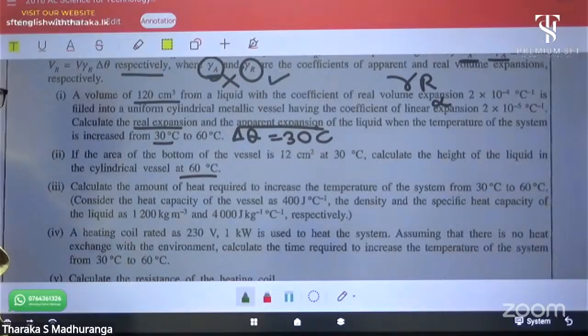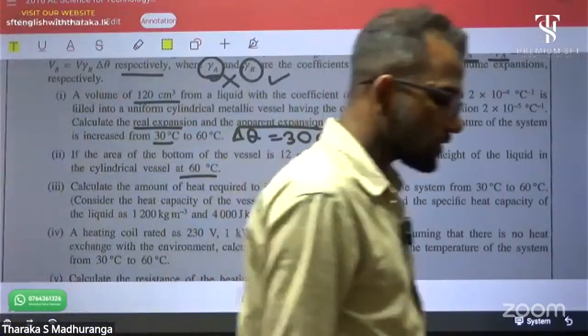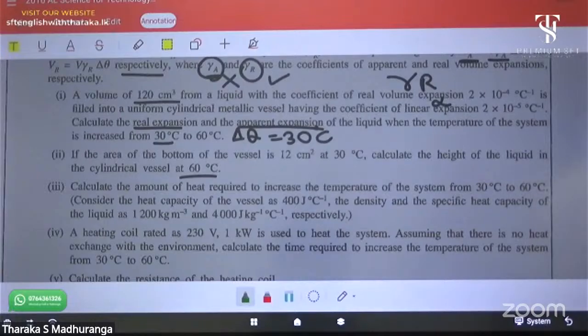The height of the liquid at 60 Celsius. Okay, can you calculate? Take 3 minutes and try this question. It involves expansion, area and volume. I think you can remember the volume equation of a cylinder: base area into height, that means pi r squared h.